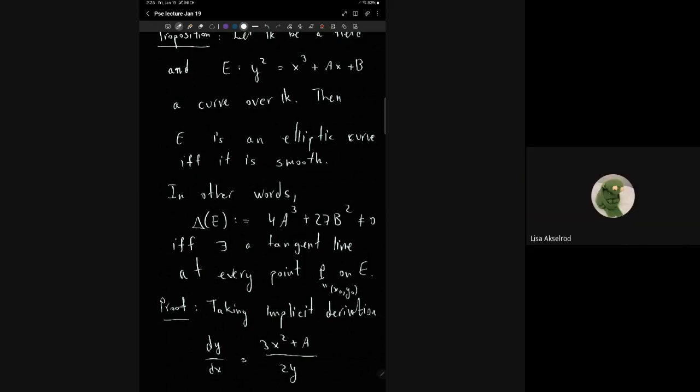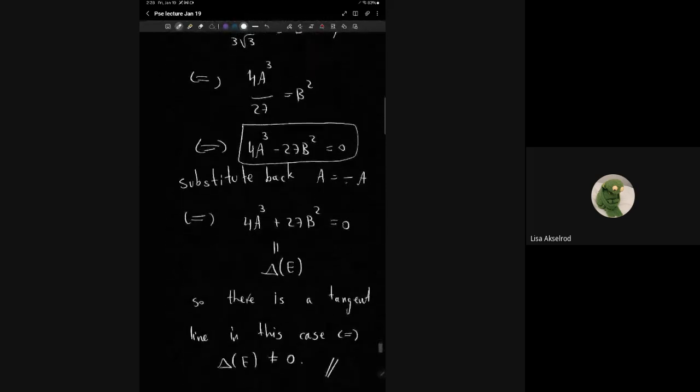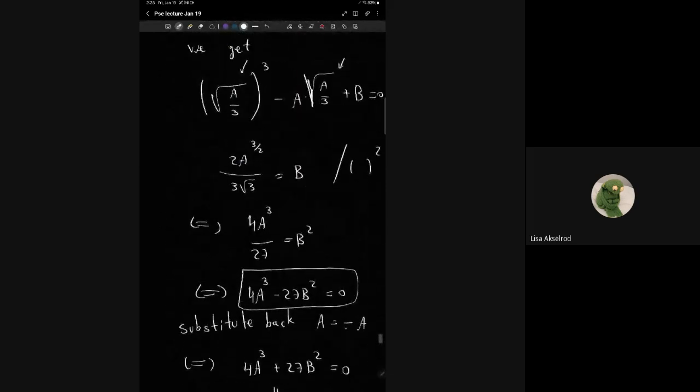I'm a bit confused with the conclusion of the last step, when we say that if y0 is 0 and 3x0 squared plus a is also 0, then the discriminant is also 0, and there is no tangent line in this case, right?